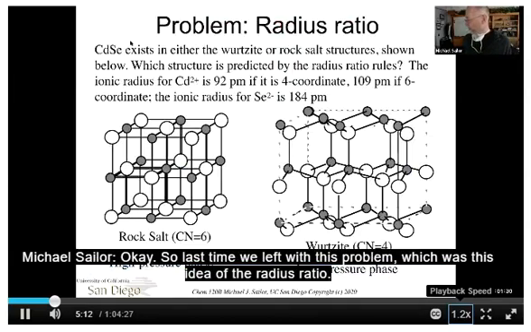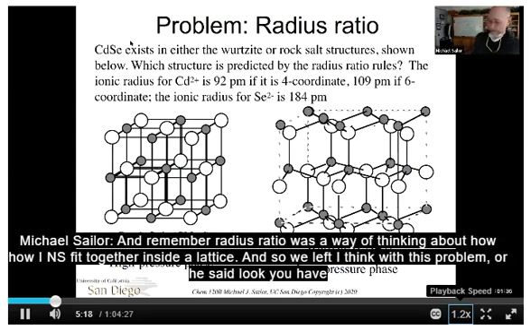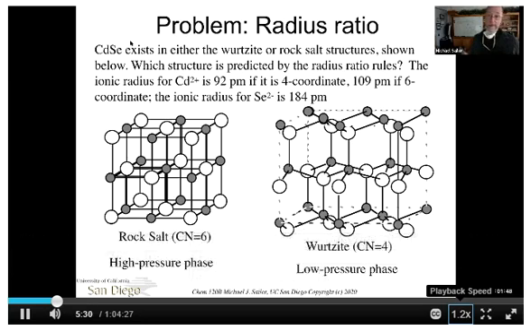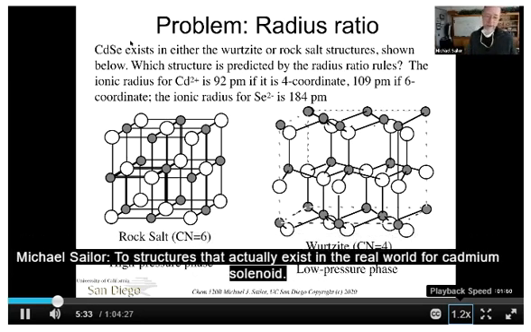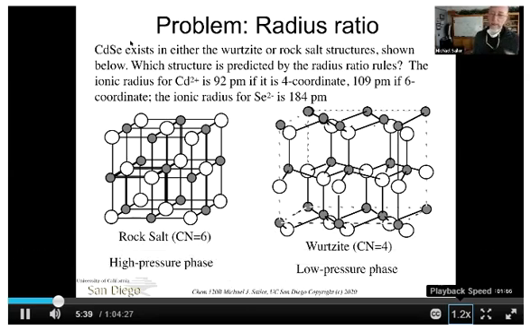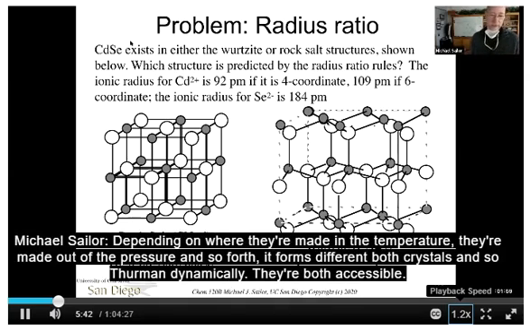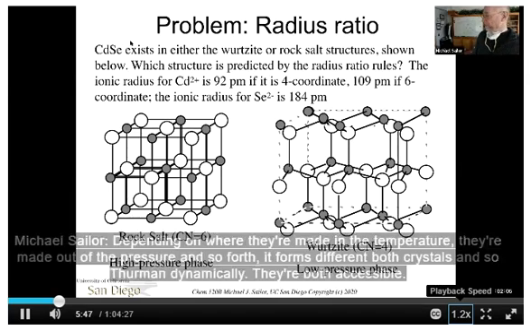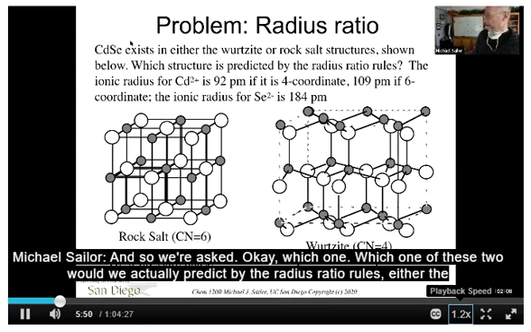Okay, so last time we left with this problem, which was this idea of the radius ratio. And remember, radius ratio is a way of thinking about how ions fit together inside a lattice. We left with this problem where you have two structures that actually exist in the real world for cadmium selenide. Depending on where they're made, the temperature, the pressure and so forth, it forms different crystals. Thermodynamically, they're both accessible. So which one of these two would we actually predict by the radius ratio rules?